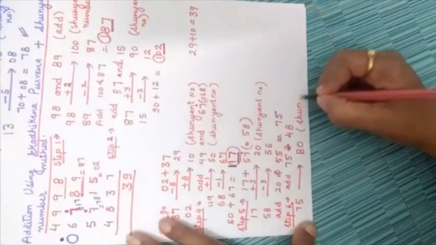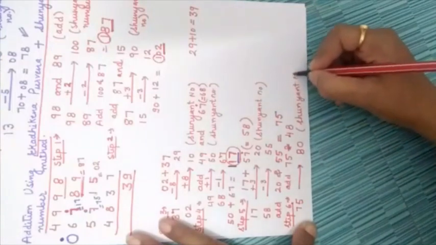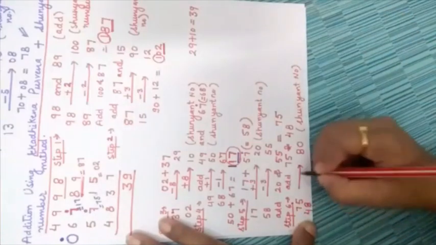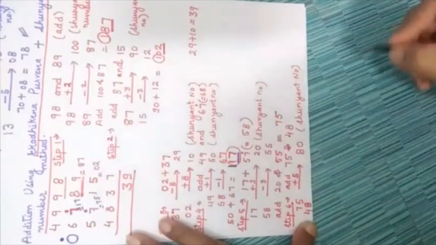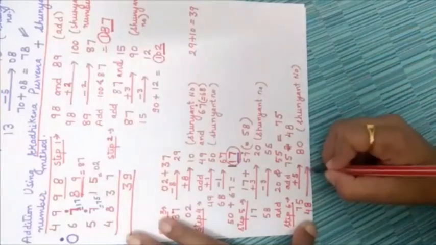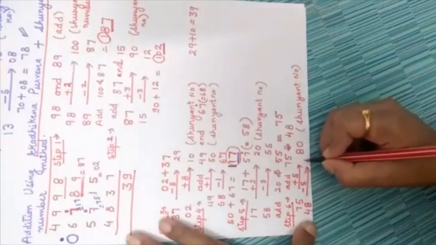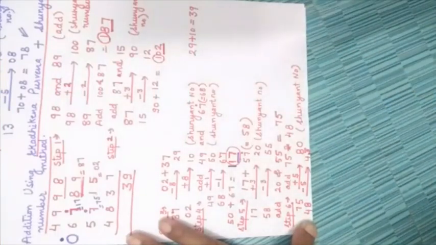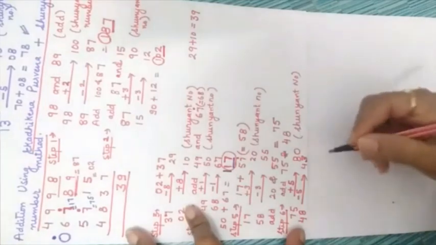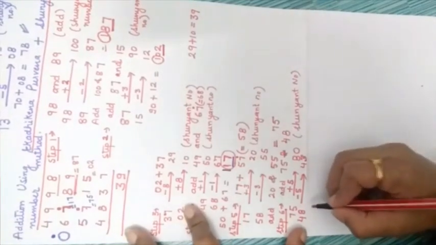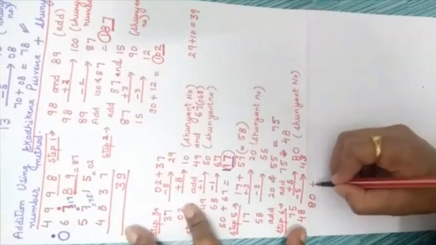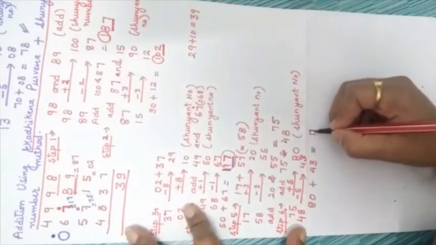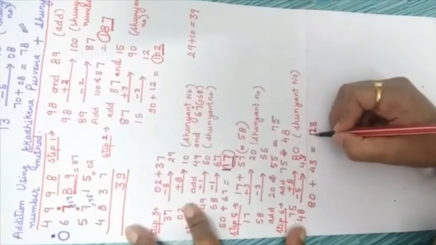This will be your shunyant number, and 48. This we get after adding 5. So subtract 5 from 48, that is 43. Now add these two resultant numbers, that is 80 plus 43. This will give you the answer 123. Okay, 1, 2, 3.